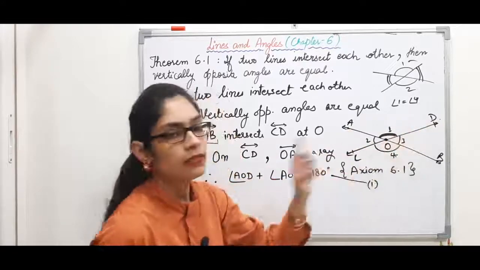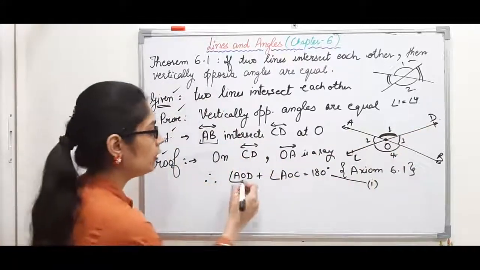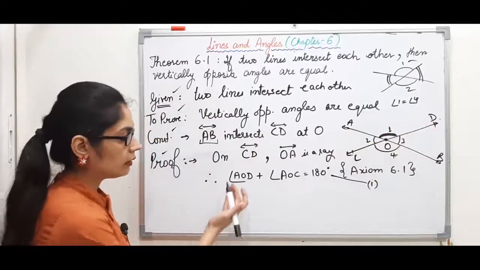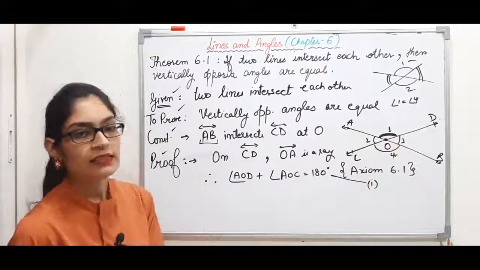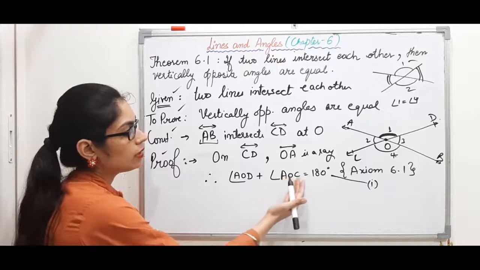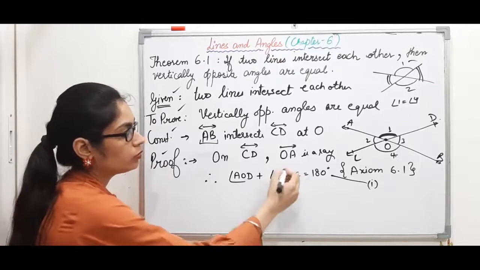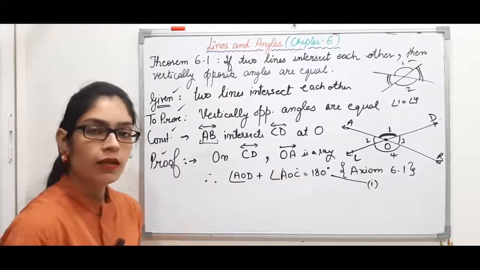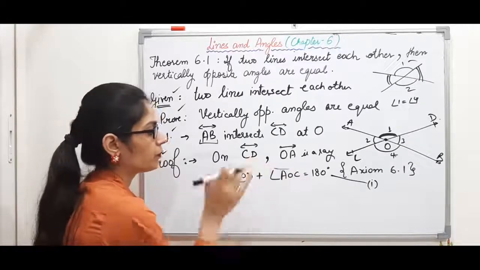See, the vertex you always have to write in the middle. So while naming the angle, AOD you can also write as DOA, and AOC you can also write as COA. So arms you can write either way, both ways are same.